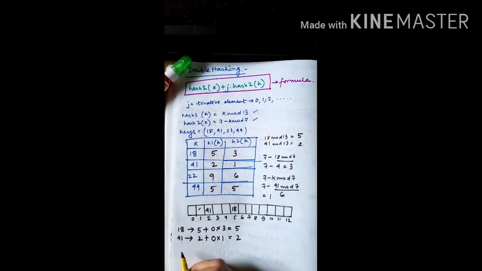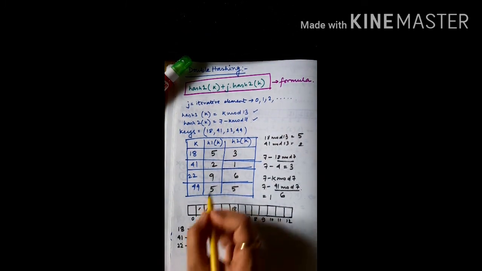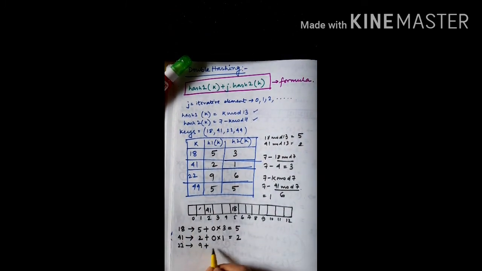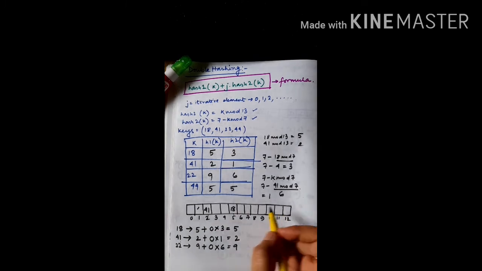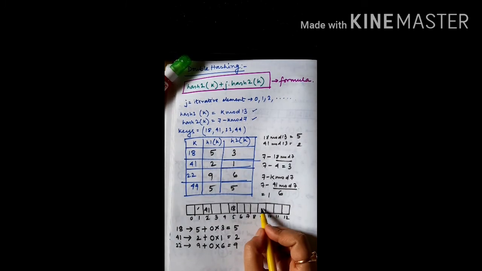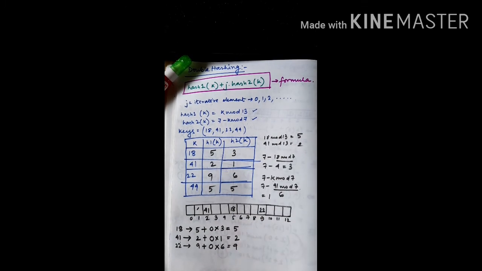Now we will try to insert 22. Hash function 1 is 9 plus j value 0 into hash function 2. So we see 9. We see that yes, the 9th location is also empty. So we will put the value 22 in the 9th location.